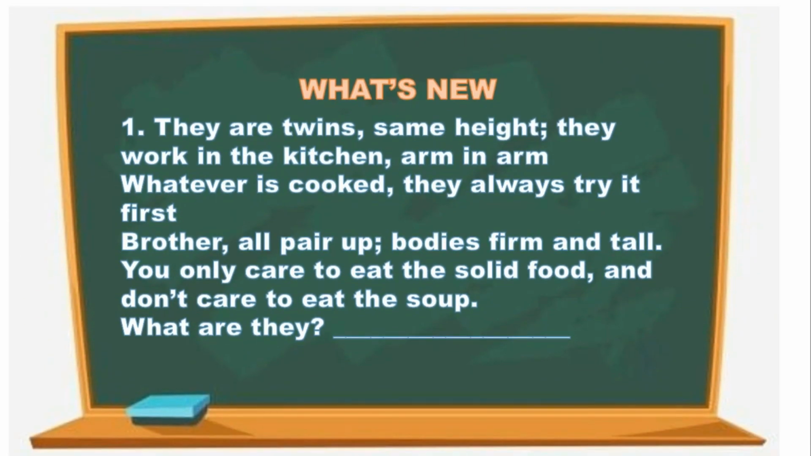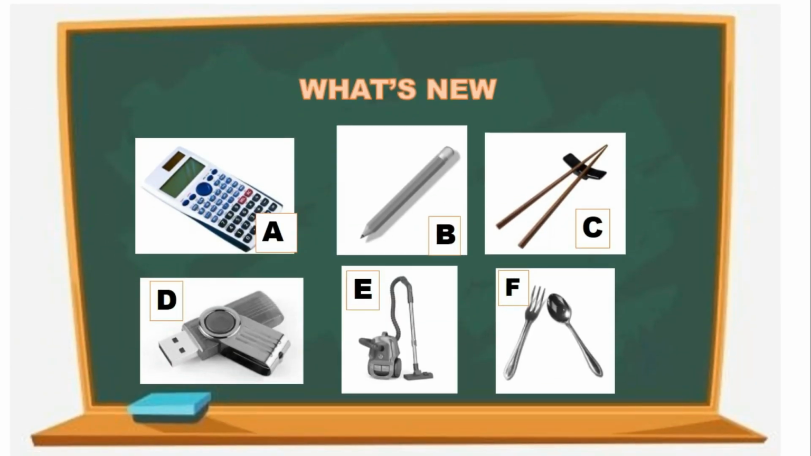Number 1. They are twins, same height, they work in the kitchen. Arm in arm, whatever is cooked, they always try it first. Brother, all pair up, bodies firm and tall. You only care to eat the solid food and don't care to eat the soup. What are they? A. Calculator, B. Pencil, C. Chopstick, D. Flash drive, E. Vacuum cleaner, F. Fork and spoon.